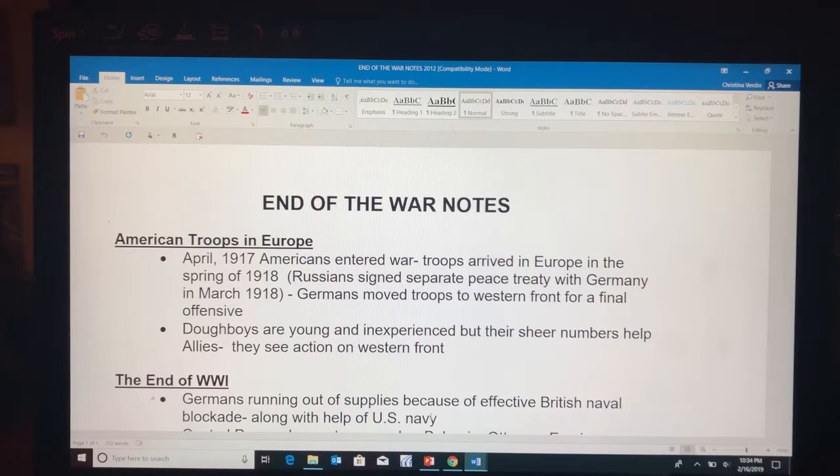At this time when the U.S. enters, Russia has entered a treaty with Germany that they have left. And this allows Germany to do, instead of a two-front war, a one-front war. They take their eastern front and they're going to move it to the western front.